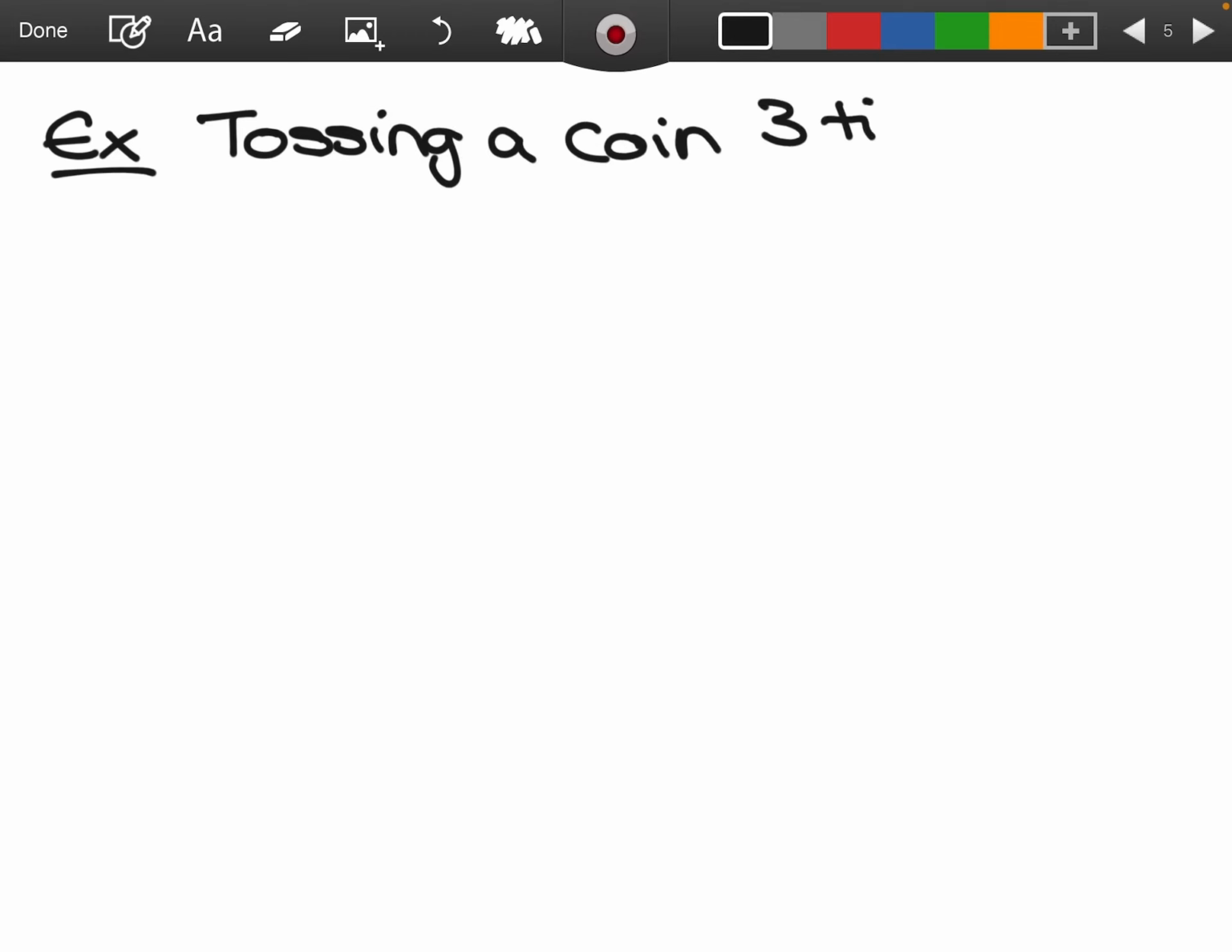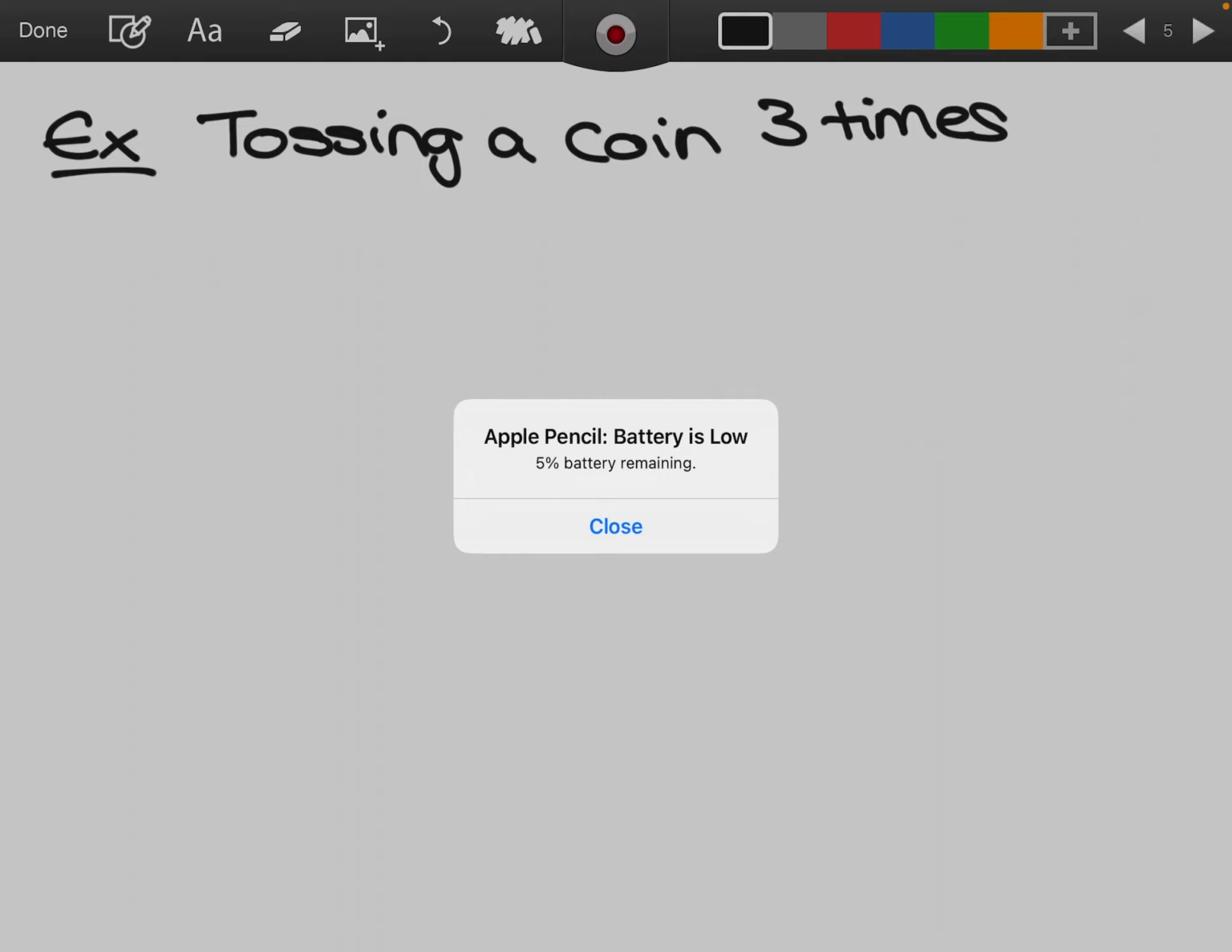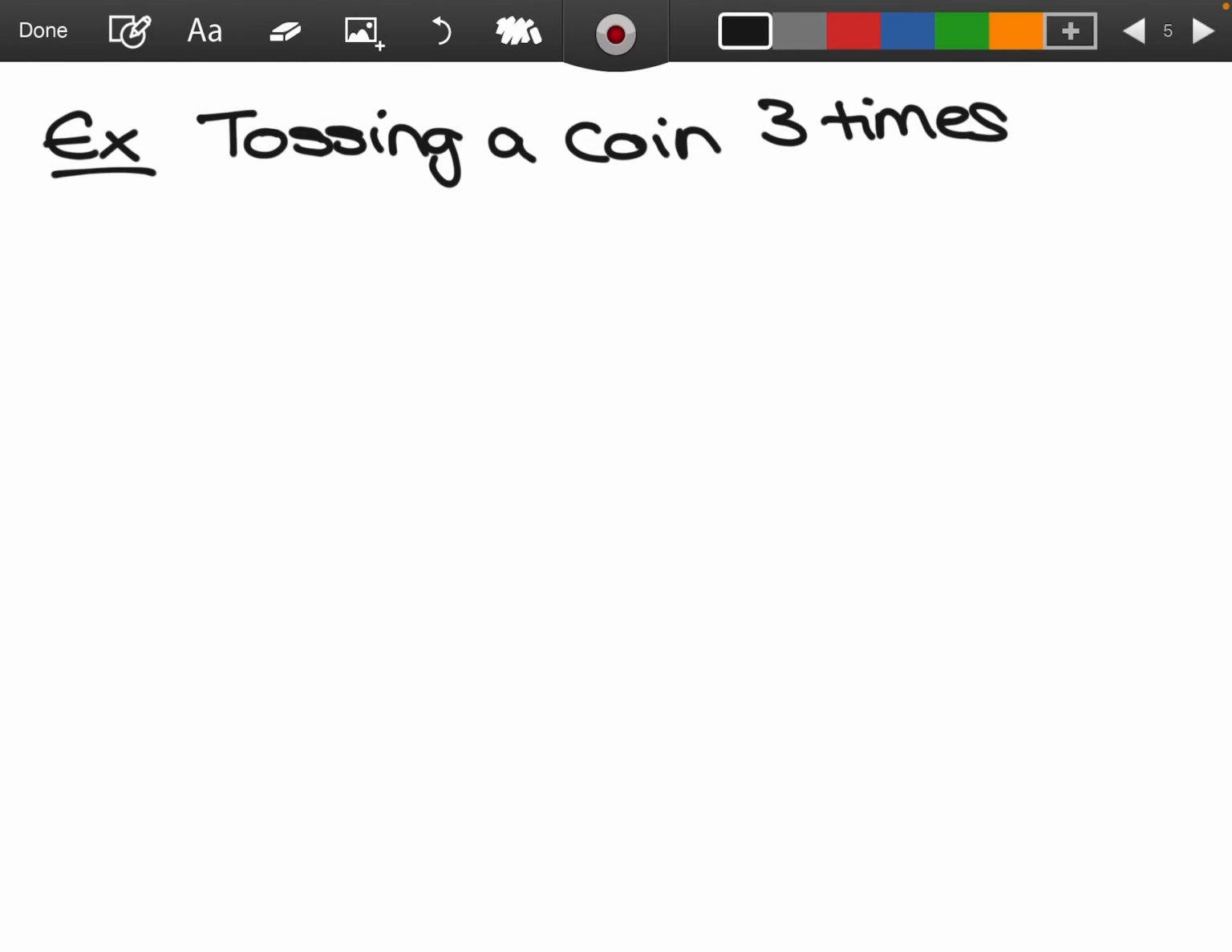The next example I'm going to look at is tossing a coin, and I'm going to do it kind of like I did with this second example, but this time I'm going to be tossing a coin 3 times, so I'm doing this thing multiple times. We know what our experiment is. It's just tossing this coin 3 different times. That's what our experiment is, and we're going to look at what the outcomes are.